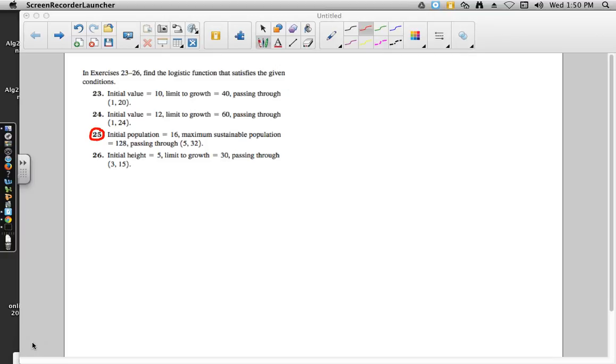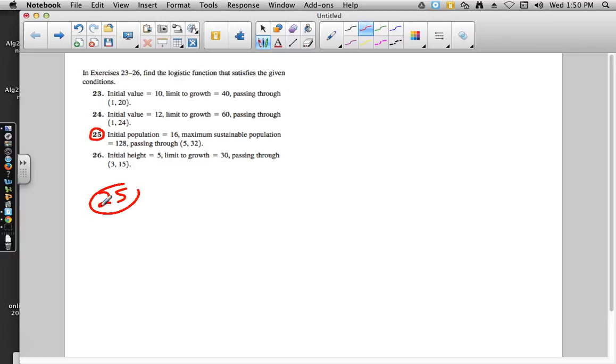In exercises 23 to 26, find the logistic function that satisfies the given conditions. So in number 25, this one is talking about a population, but it is a logistic function. So I'm just thinking ahead to using maybe population according to time, because that's usually what we do for population. And that'll be C over 1 plus A times B to the X.